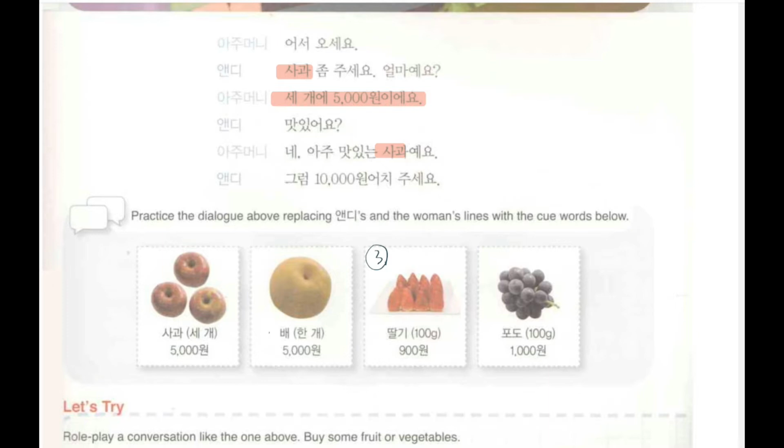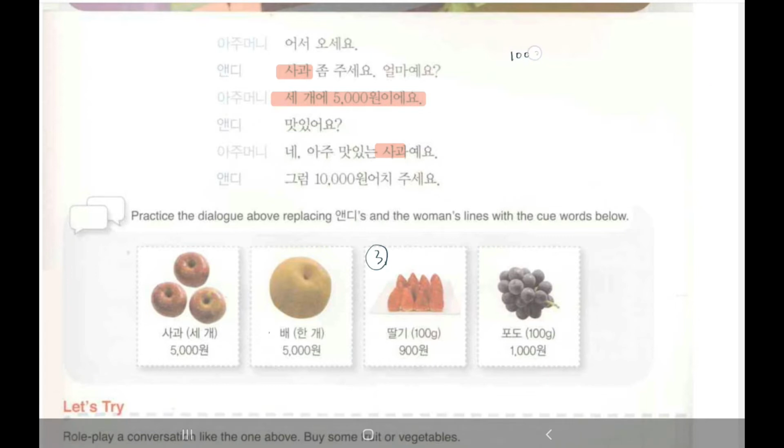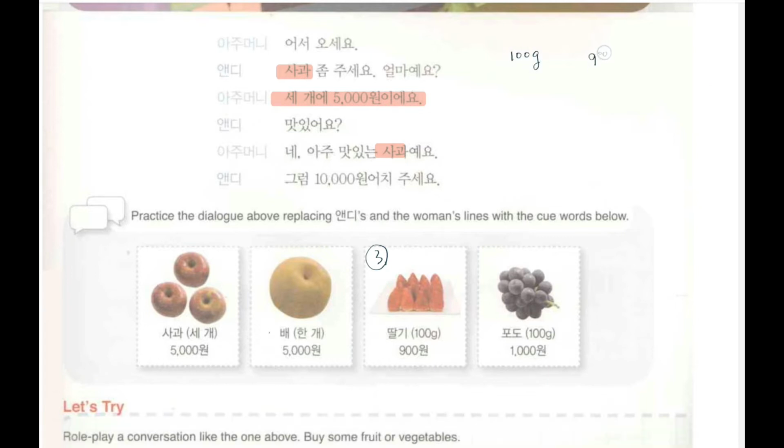자, very good. Here's the question. How many grams of strawberries will Andy receive? 자, 100g에 900원이에요. And Andy wants as much as 10,000원, isn't it? So probably he will receive 1,100 grams and pay 9,900 plus 100 coin as a change.